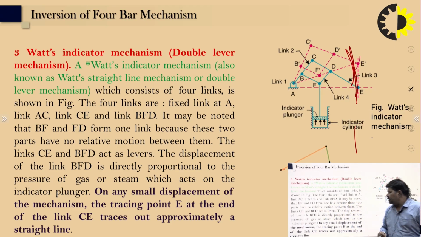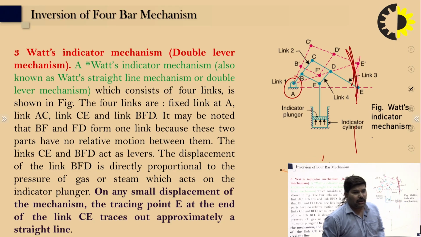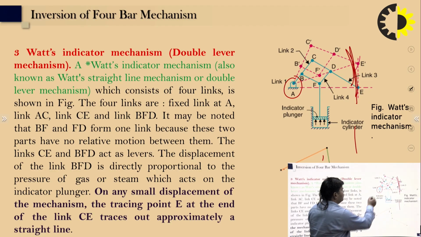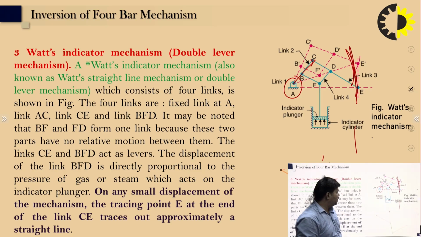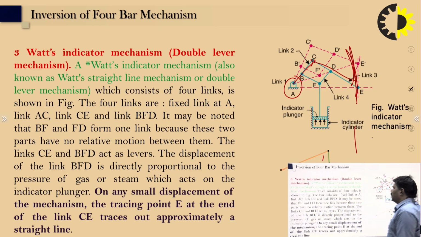It consists of 4 links in this case. A is the fixed link, then AC is another link, CE is another link, and BFD is another link. So there are a total of 4 links in this case. It should be noted that the links BF and FD form one link, because these two parts have no relative motion between them, and then the link CE and the link BFD act as levers.